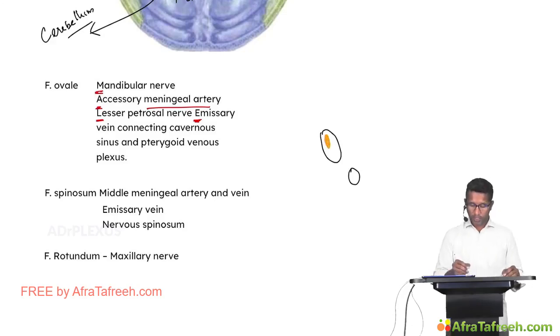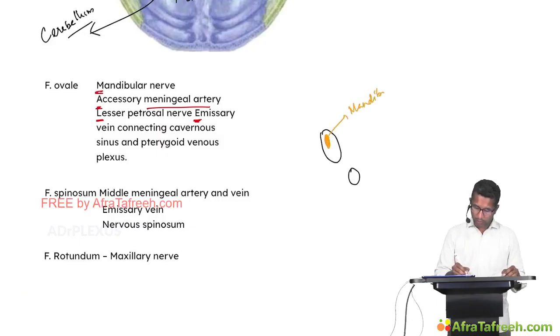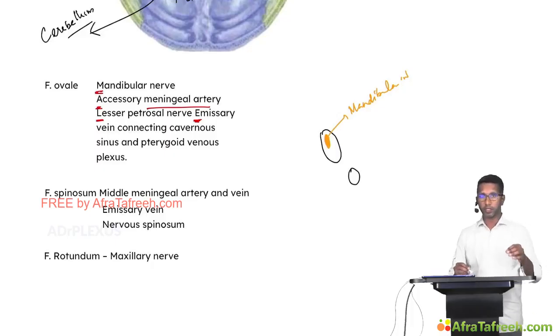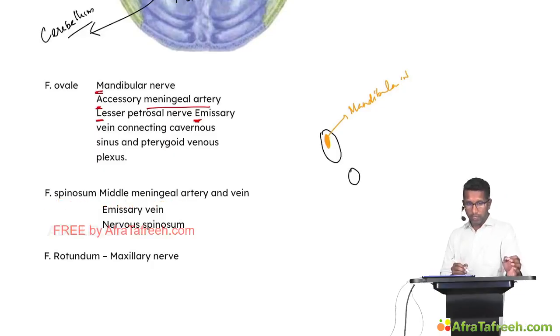This is the mandibular nerve. From the trunk of the mandibular nerve you get a branch. This branch supplies the meninges, or the dura mater.